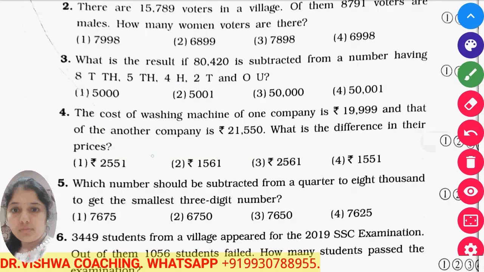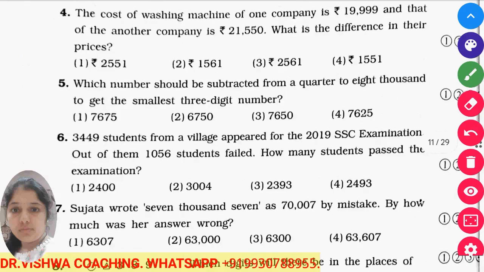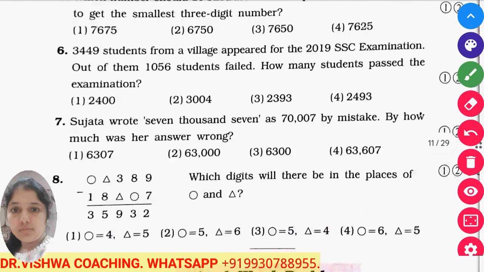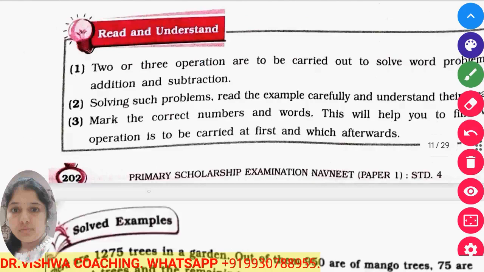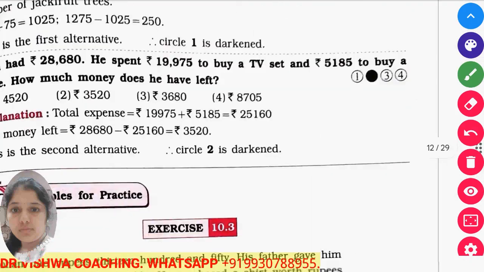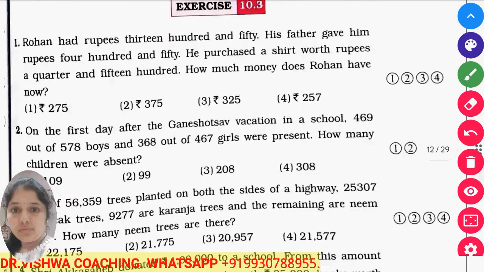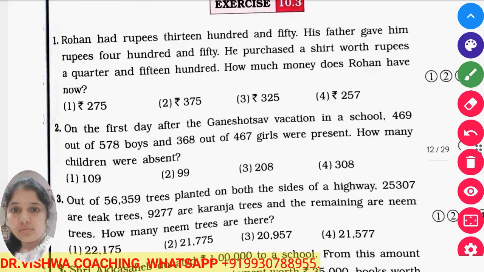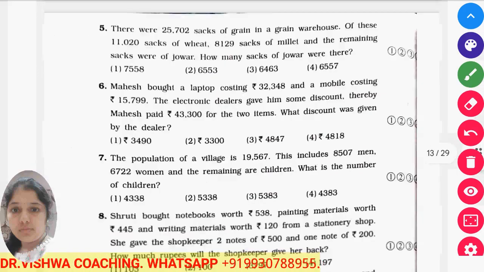Okay. The cost of a washing machine of one company is given, that of another company is also given. We have to find the difference. You just have to subtract the smaller amount from the bigger amount to find the difference. Like this all the word problems are there. You all can solve it. You all are geniuses. And in school also you are solving word problems, so it is not a big deal for you all.